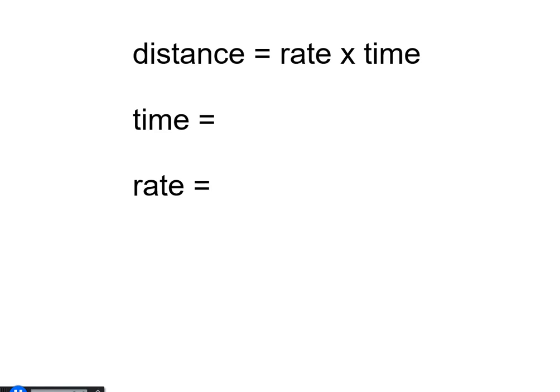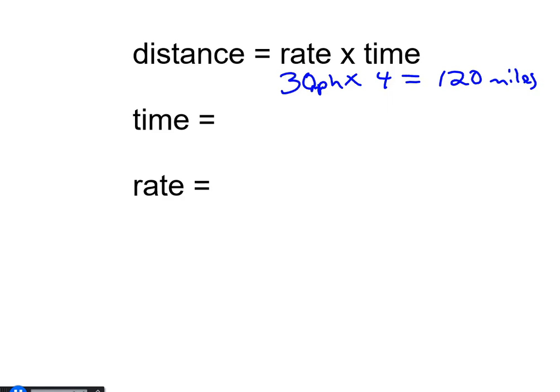In this lesson, we're going to talk about distance, rate, and time problems. To start out, we need to remember the formula. Distance is equal to rate times time. For example, if you're driving 30 miles per hour, and you drive that speed for 4 hours, you're going to drive 120 miles.